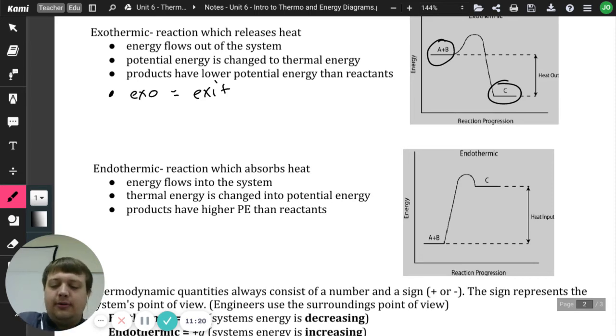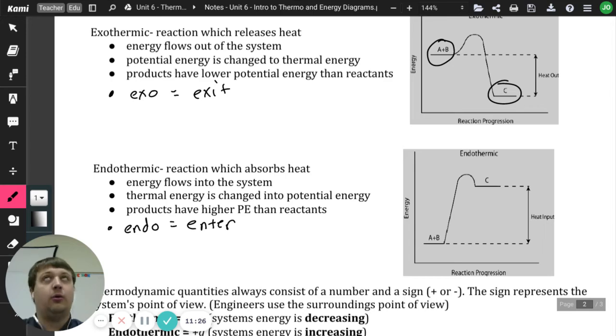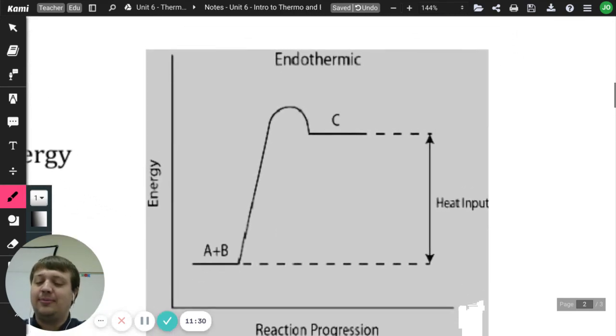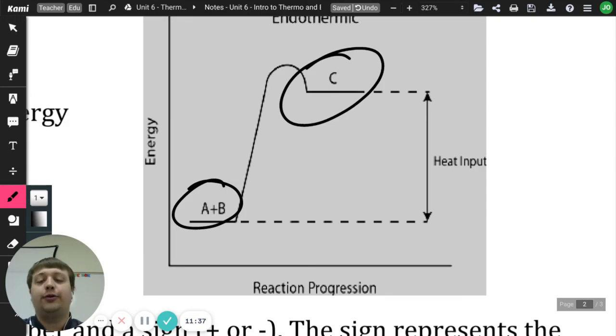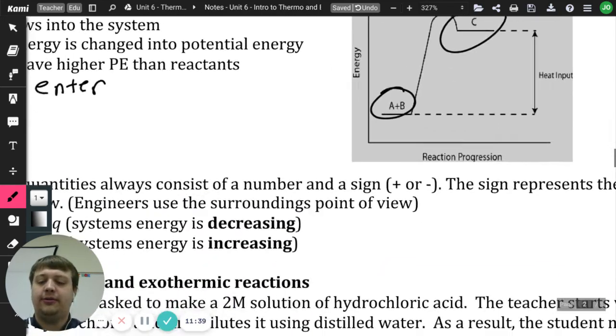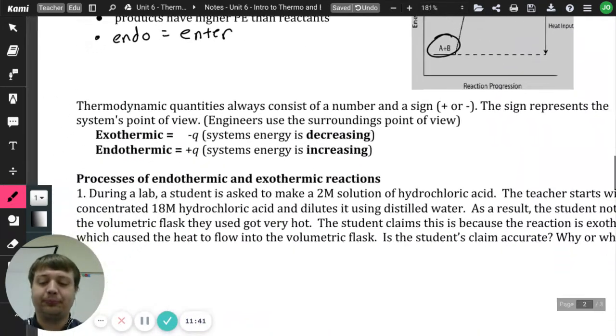And I've always remembered this by endo is enter. That's just how I've always remembered this. And then this would be our potential energy diagram of that. So your reactants start down low, they absorb a bunch of energy, and we would get an endothermic reaction there. Okay, so then heat was absorbed.